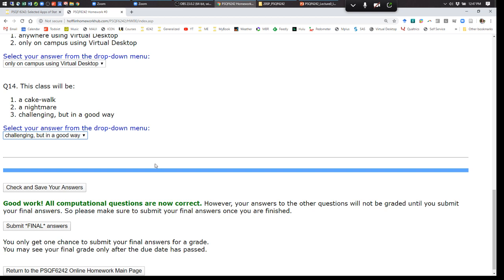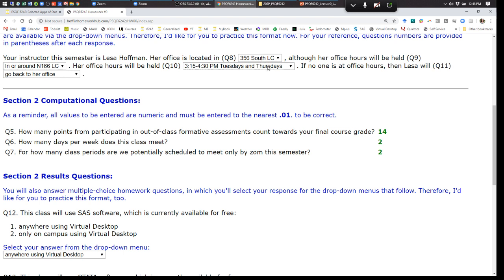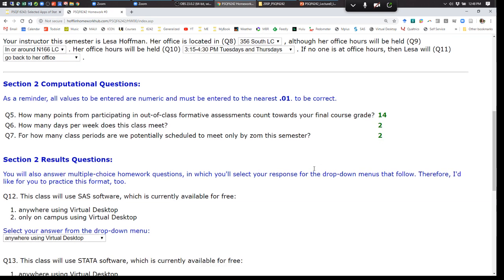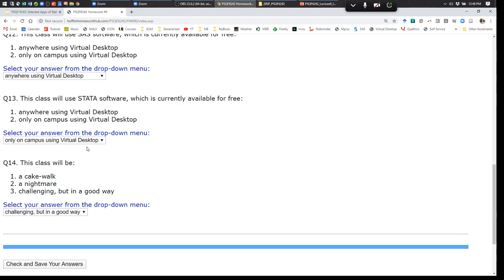So you'll see down here, after all of the computational questions are correct, it will let you know that. You can hit check and save your answers, and that means that any of the choices that you've made for these drop-downs will be saved. You can abandon the homework and come back and finish it later, and what you have done will be there. So any computational question you've already gotten correct will stay there and it will stay green. Any that are incorrect will just be blank again, so you can try it over. And all of your answers will stay so that you do not have to re-check the boxes.